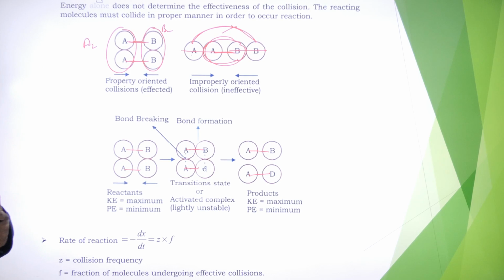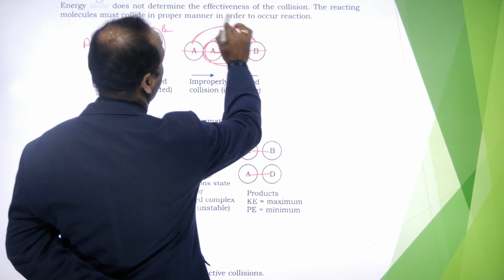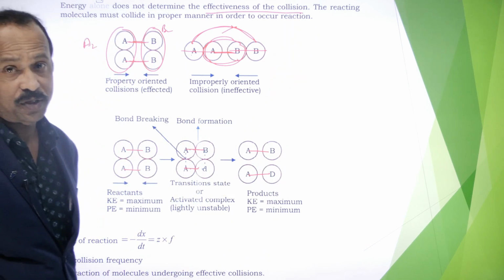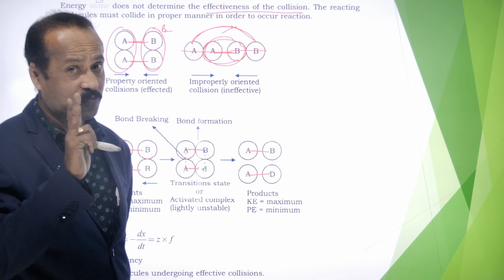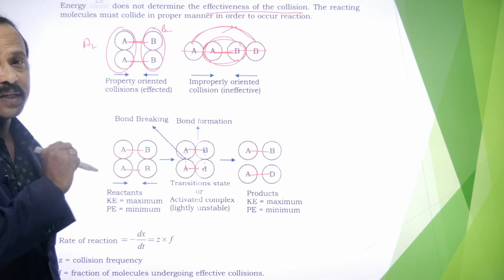Is this clear to you, students? Okay. Now, see here. Energy alone does not determine the effectiveness of the collision. Only the energy barrier is not sufficient. I told you that two factors are there. One is the energy barrier and the second is called the orientation barrier.